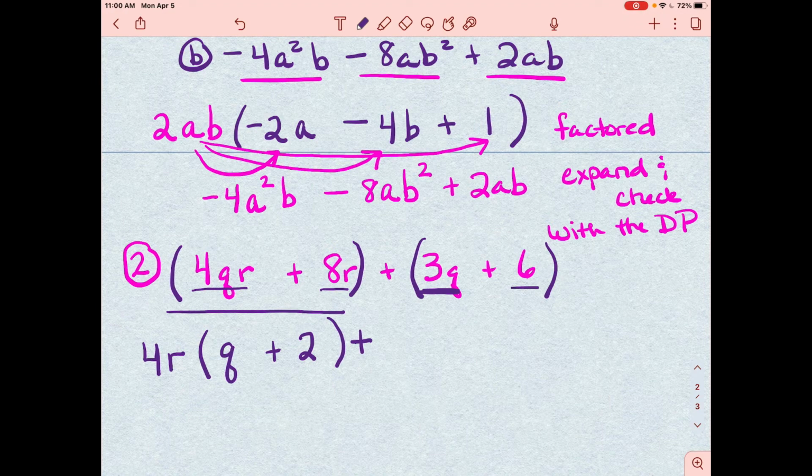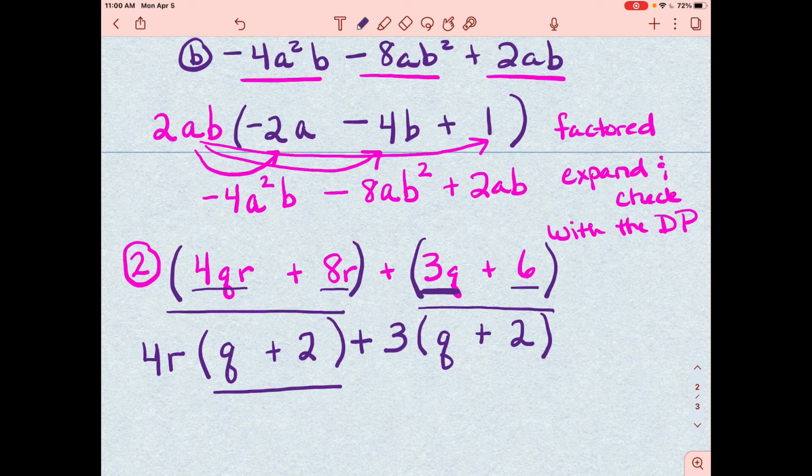And we look at our other group. We look at 3Q plus 6. What's in common there? We have a 3 and a Q, and then we have a 6. The 6 doesn't have a Q to contribute, but the 3 and the 6 could each afford to contribute a 3. If I factor the 3 out of 3q, what's left behind is q. 3 times q is 3q. And if I factor a 3 out of a 6, what's left behind is a 2, because 3 times 2 is 6.